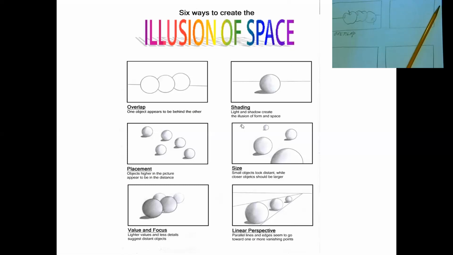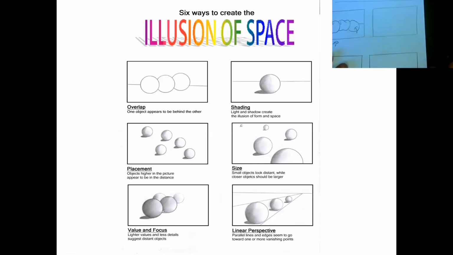All right, let's move on to shading. Shading's pretty straightforward. I'll stick with the fruit theme here, although you could draw whatever you want. If you want to draw a little horse or draw a pencil or a glass, I'm going to draw a pear.